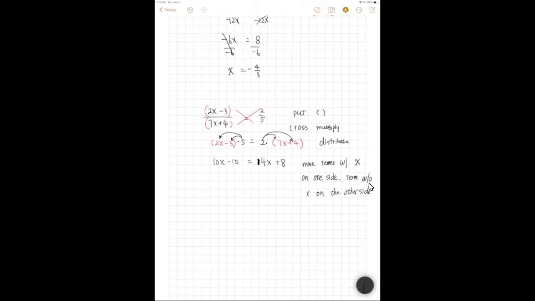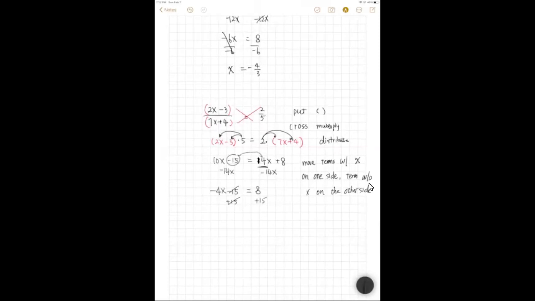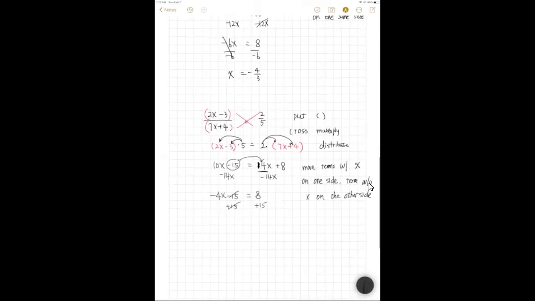Okay, so let's take a look. I want to move 14x to the left. So I subtract 14x, I have negative 4x minus 15 equals 8. And then I want to add 15 on both sides so that I can get rid of the 15, which is to move the 15 to the right. So that is equal to what? Negative 4x equals 23. And then we divide by negative 4 on both sides. So you have negative 23 over 4. Don't forget the negative.